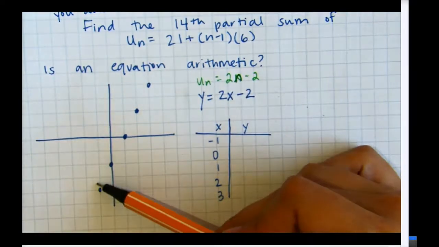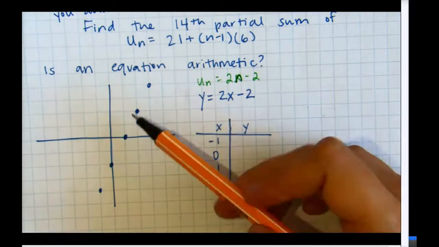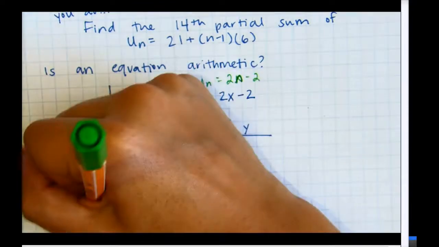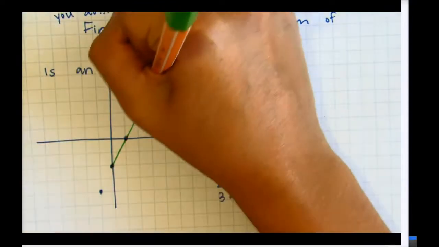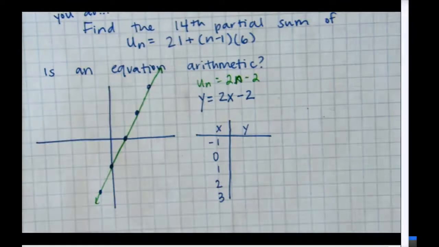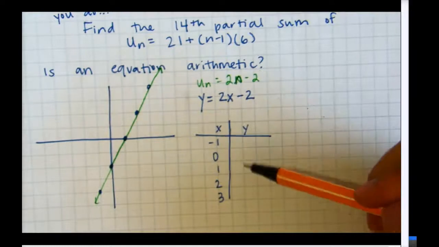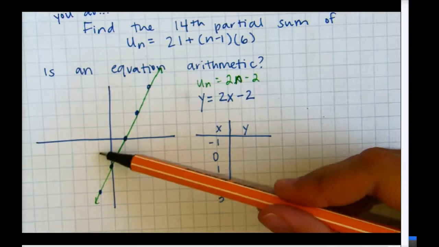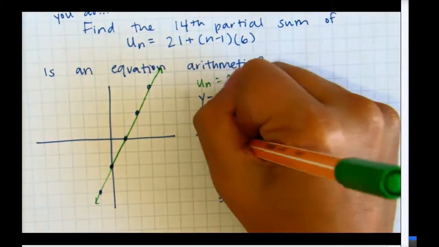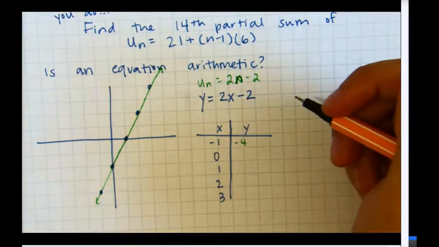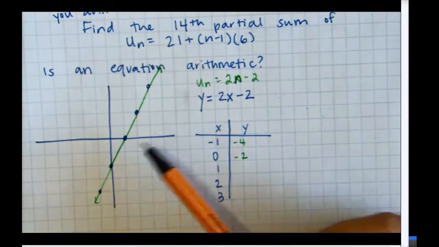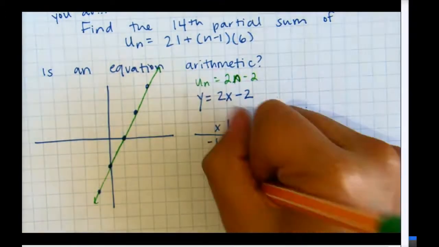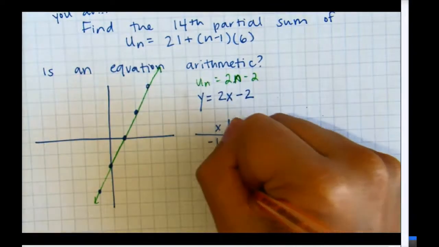So if I were to graph this line, y equals 2x minus 2, my y-intercept is at -2, and I'm rising 2, running 1 to get from point to point. So I'm going to connect these points in a line. If I were to list out my points to this line in a table, at -1, my y value is -4. At 0, my y value is -2. At 1, my y value is 0. At 2, my y value is 2. At 3, my y value is 4.